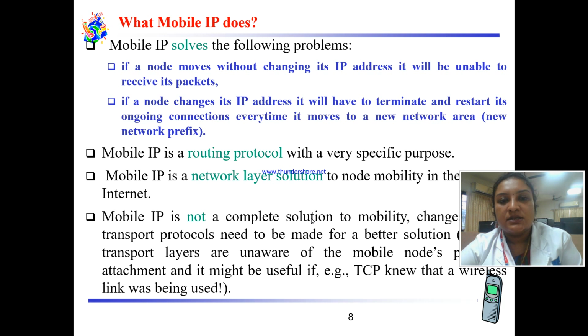What does mobile IP do? Mobile IP solves the different modes. Mobile IP is a routing protocol with a very specific purpose, and it is a network layer solution to node mobility in the internet. It is also not a complete solution to mobility change.